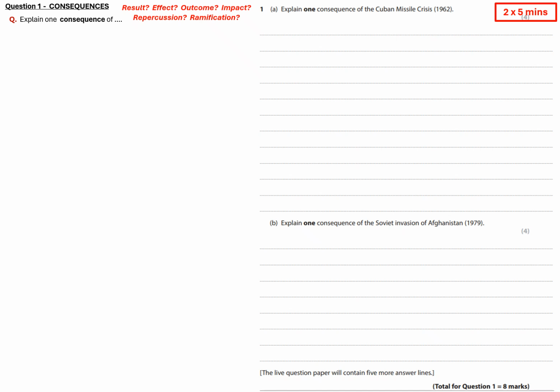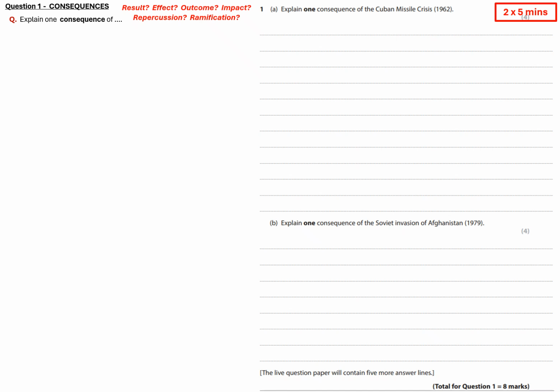Now, crucially, remembering consequences just means what happens after. It just means what happened after. So these consequences, or this consequence, can be good or bad. And you've got two 4-mark questions here. So the total for this question is 8 marks. So you're going to be spending around 5 minutes on each section, so around 10 minutes in total. So let's get into how to answer the question.